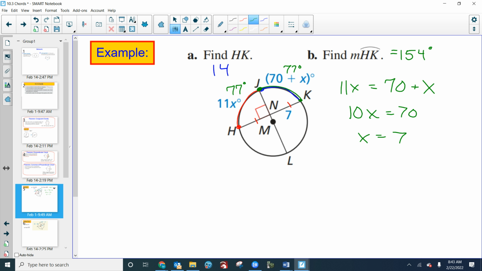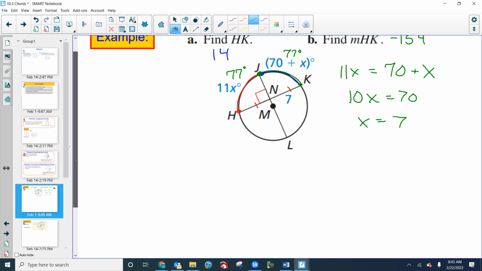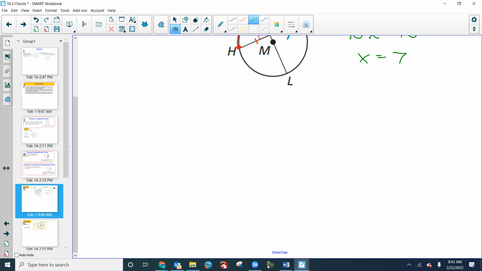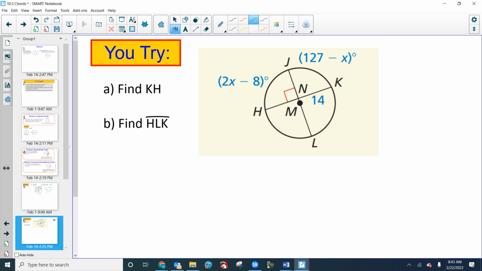Now, we can't always go off of looks. But I would be a little concerned if I got more than 180 for that. Why? Because it's not half. Yeah, this is not a diameter. It doesn't go through the center. So do you agree this arc should be a little less than 180 degrees if it's drawn to scale? Correct? So I feel pretty good about the answer there. You try this one.